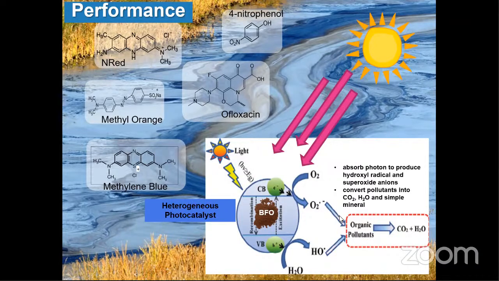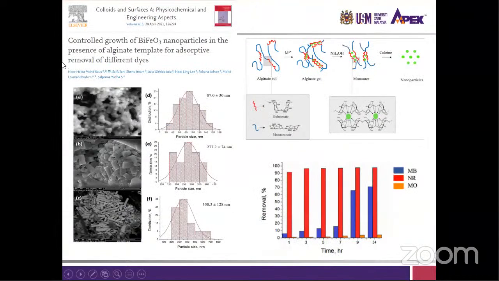This is a recent one, which is absolutely just on alginate. So you can see the alginate template can be the photocatalyst for methylene blue and neutral red, but not for methyl orange. So you can see a removal of those, but it's not for methyl orange. So we need to modify that. There will be future work on this.